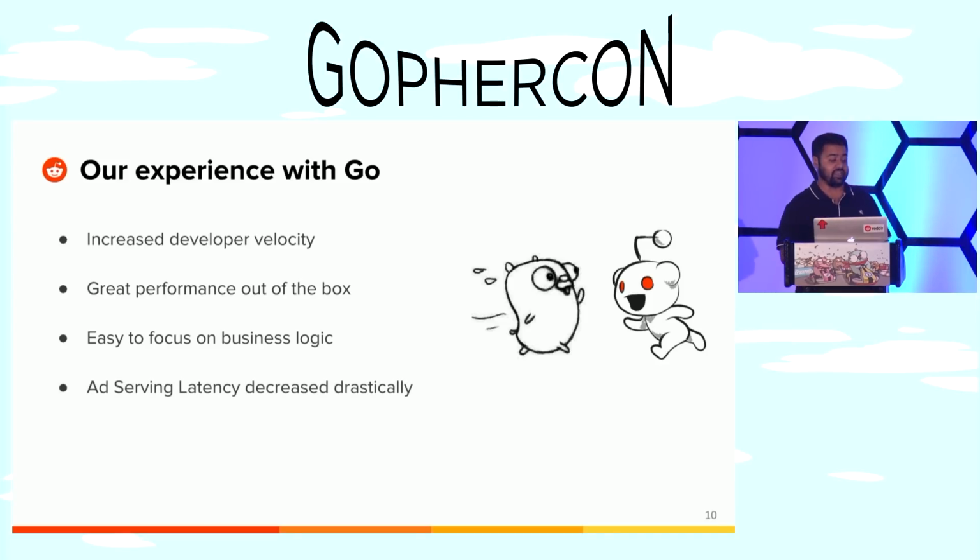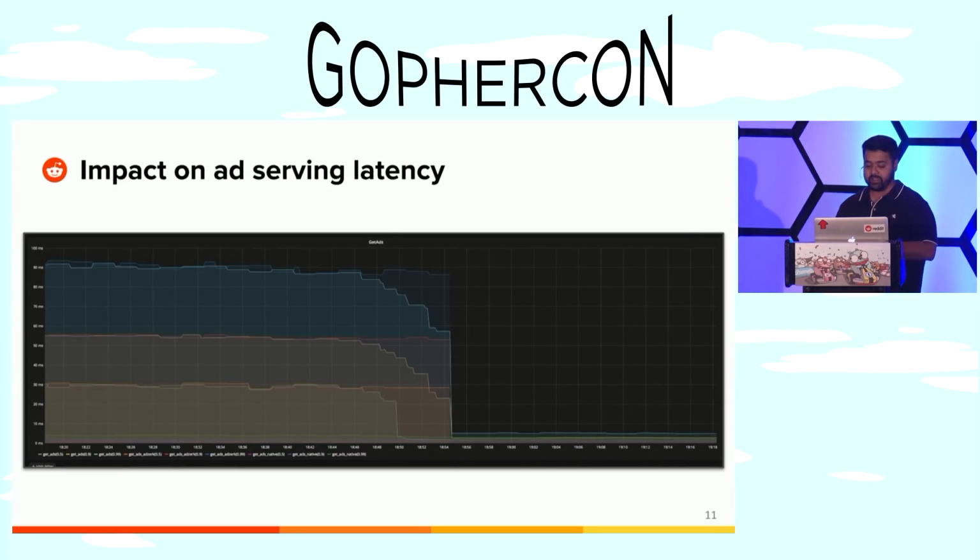Perhaps most importantly, the latency of ad serving has gone down drastically since we rolled this out. So this is a graph showing a drop in latency. We went from around 100 milliseconds, and at times it was more than 100 milliseconds, to less than 10 milliseconds. And I mean, Go played a big role in helping us do that.